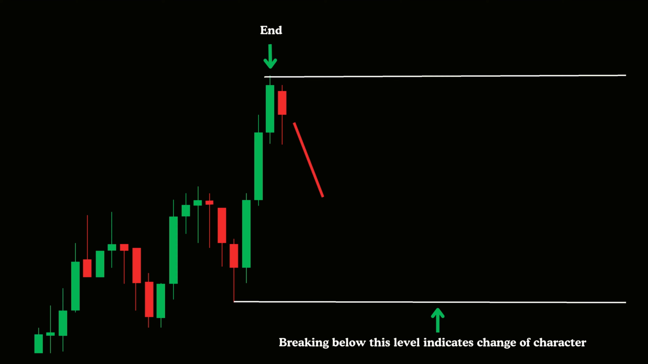Picture an uptrend scenario where the goal is to buy low and sell high to take advantage of the bullish momentum. We can't jump into a long position just yet because the price is elevated and could reverse at any time, so it's smarter to wait for a retracement to enter at a more favorable level.